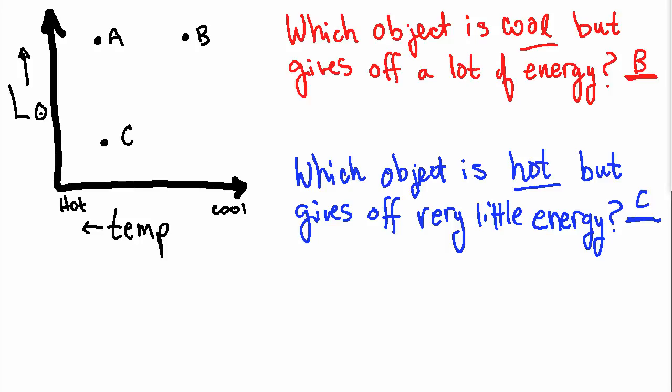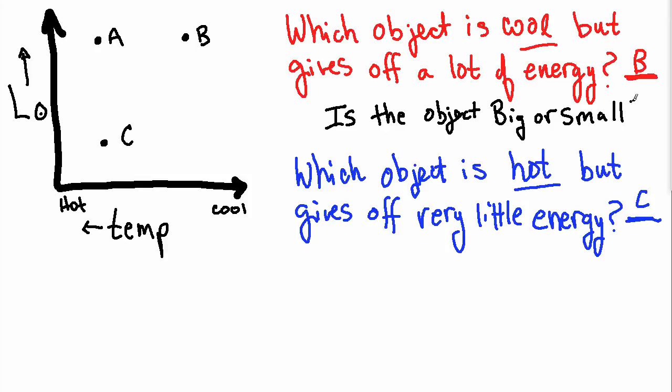All right, so as the last thing we're going to talk about in this video, we want to start relating the idea of luminosity to both temperature and area. So we might want to consider whether these objects are big or small. For the object which is hot but gives off very little energy, C, is that object big or small? And what about the object that is cool but gives off a great deal of energy, like object B? Is that object big or small?